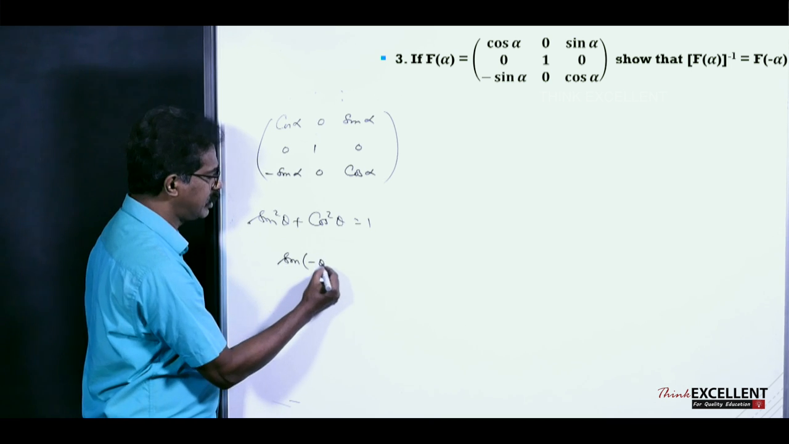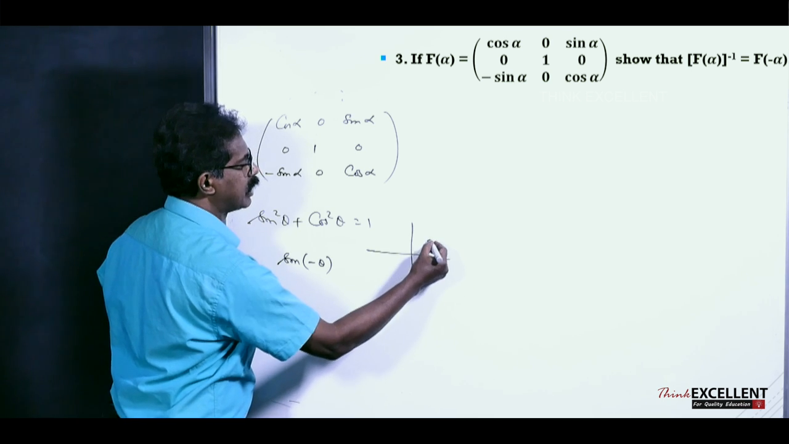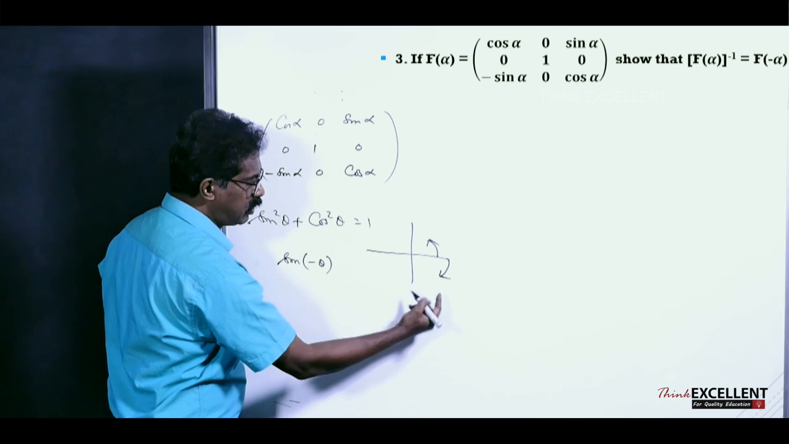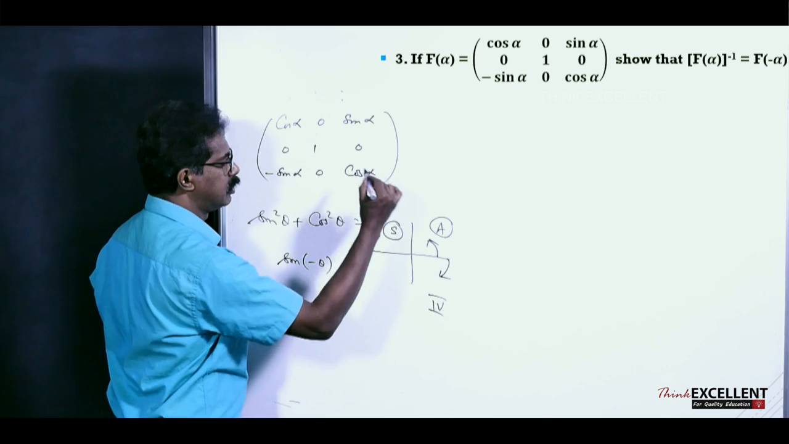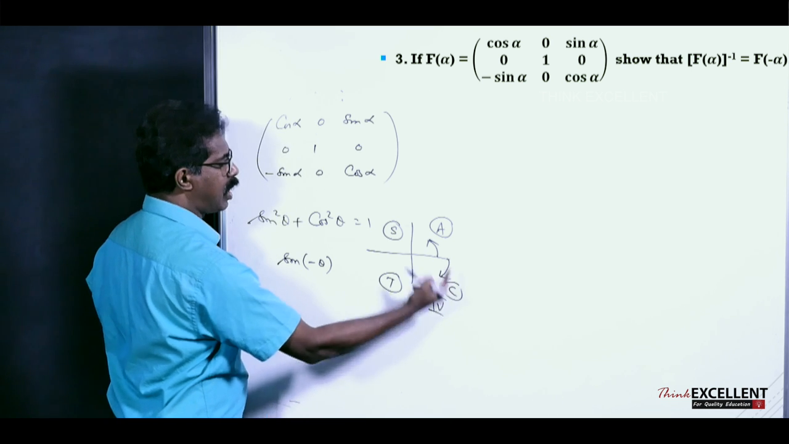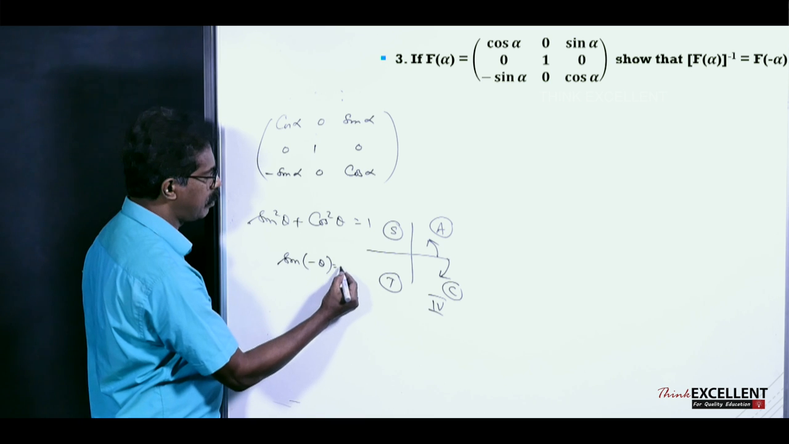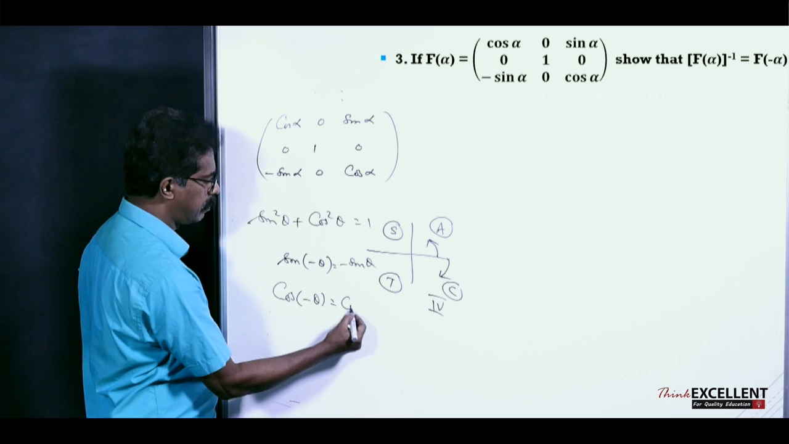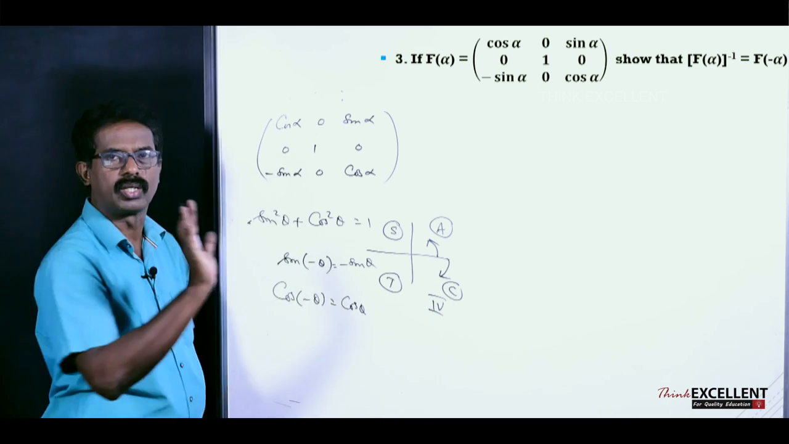Sine minus theta. Minus theta is an angle you measure in the clockwise direction, so minus theta means you go in this direction. This is the fourth quadrant. In the first quadrant all ratios are positive; in the fourth quadrant, cos is positive and all other ratios are negative. So sine minus theta is minus sine theta. Cos minus theta is cos theta, because in the fourth quadrant cos is positive. If you know only these two, you can do this one.